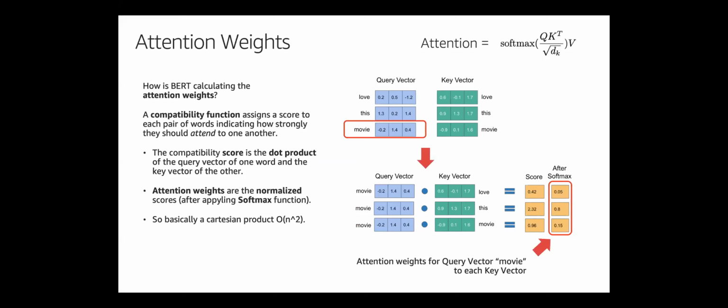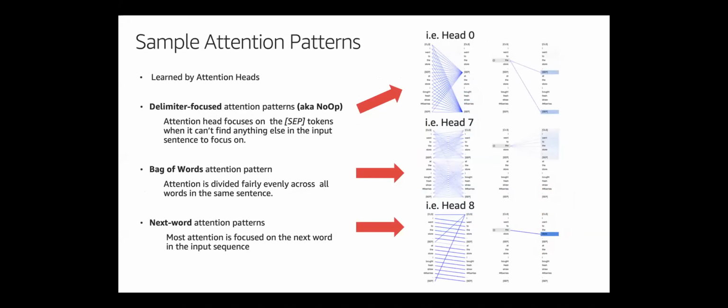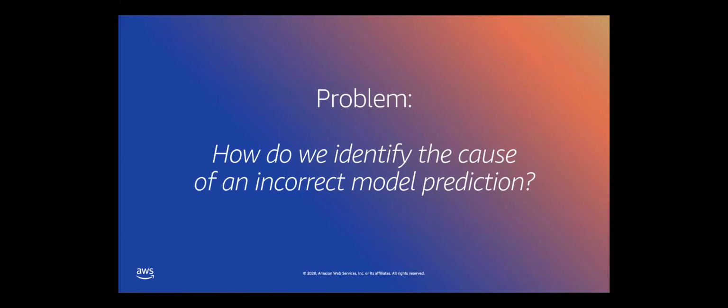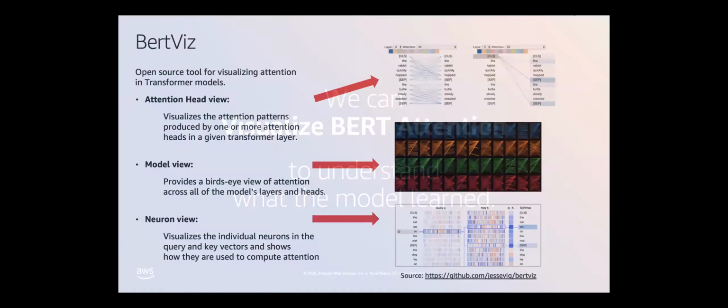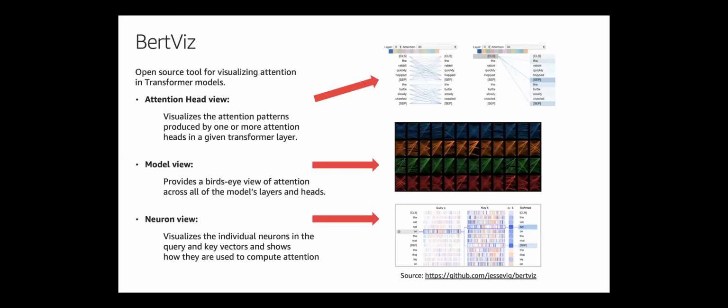Basically, what I'm going to show you is how we can visualize the whole thing. And for that, I go a little bit ahead. So how can we identify the cause of an incorrect model prediction later? And that's basically the ultimate problem we're trying to tackle. And one approach is we can visualize BERT attention to understand what the model learns, so how this attention gets learned. And there's a couple of views that we can see. One is called the attention head view. And this has been defined in a paper and also an open source tool that is called BERTviz. So the attention head view shows how the individual tokens attend to each other.